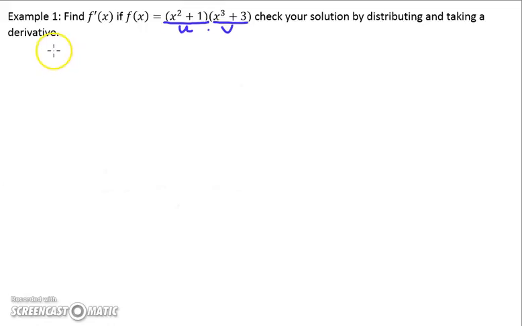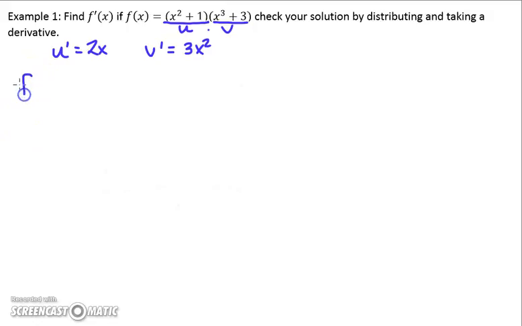So if we think about our product rule, we know we're going to need a u prime. Taking the derivative of this, drop the 2, I'm going to get 2x to the first power. Derivative of 1 is 0, so u prime is just 2x. Take the derivative of the second part, v, the derivative of x to the third, so we're going to get 3x squared. The derivative of 3 is just 0, so u prime is 2x, v prime is 3x squared.